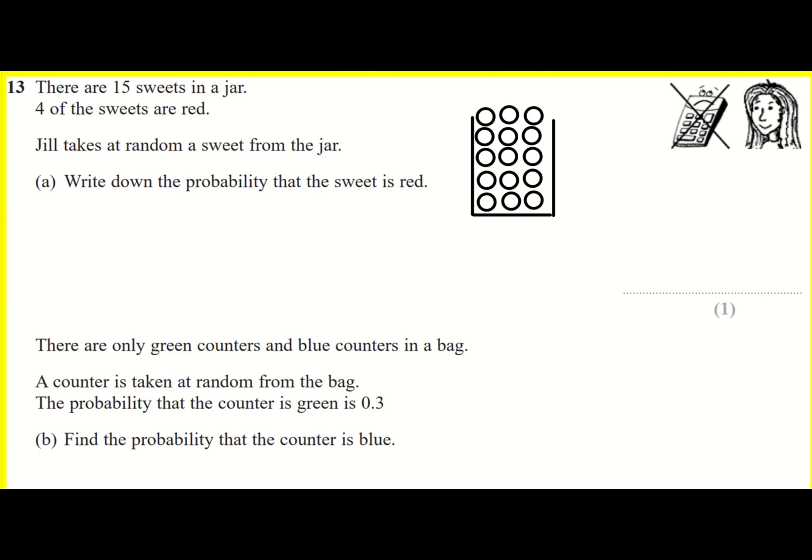There are 15 sweets in a jar. 4 of the sweets are red. Jill takes at random a sweet from the jar. Write down the probability that the sweet is red.